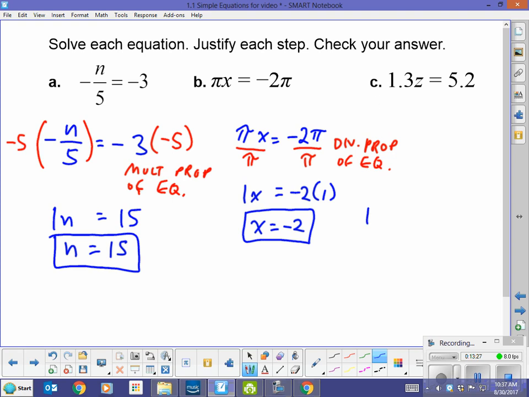Example c over here, 1.3z equals 5.2. I want to isolate the variable. So in order to get rid of the 1.3, which is multiplying z, I divide both sides by 1.3. So 1.3 divided by 1.3 is, again, just 1. So 1 times z is z. Now, I'm not showing that 1 every time here. So at this stage, I'm not going to show it. And then 5.2 divided by 1.3 is 4. So z equals 4.